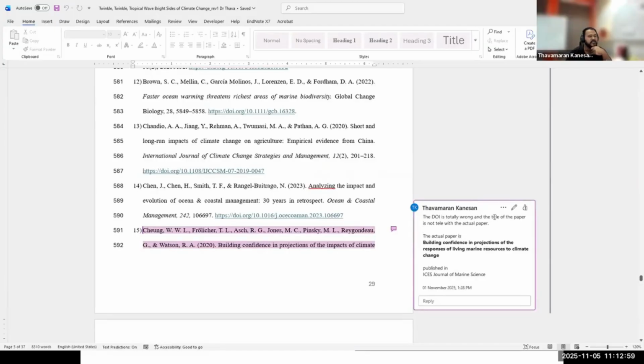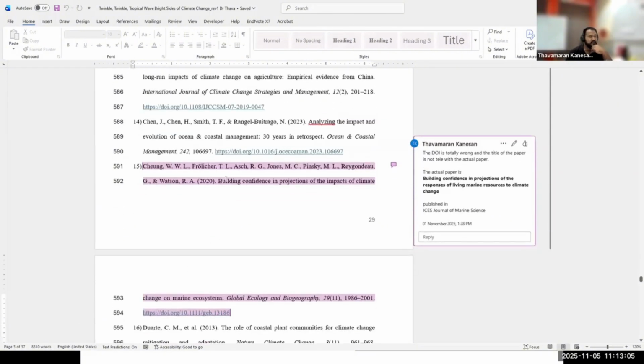The next statement, using this paper. The DOI is totally wrong, and the title of the paper does not tally with the actual paper. The paper title here, 2020 Building Confidence Projection, blah, blah, doesn't really exist. This is ChatGPT 5 that she used, and it doesn't really exist. Then I searched, and there is a paper from 2016. This is the actual paper: Building Confidence in Projections of the Responses of Living Marine Resources.